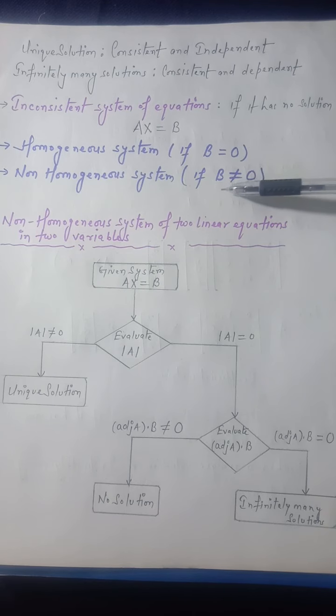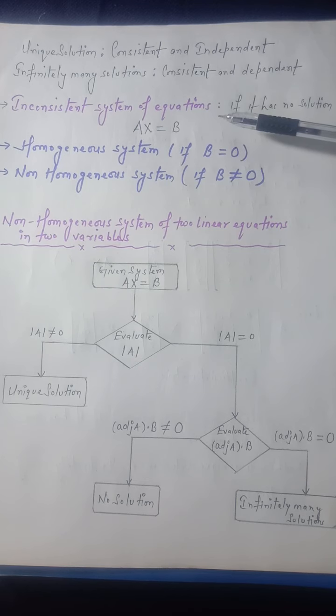In that case matrix B will not be a null matrix, or we can say when constant terms are present, then the system of equations is non-homogeneous. So we have discussed till now four different things: consistent and inconsistent, homogeneous and non-homogeneous.